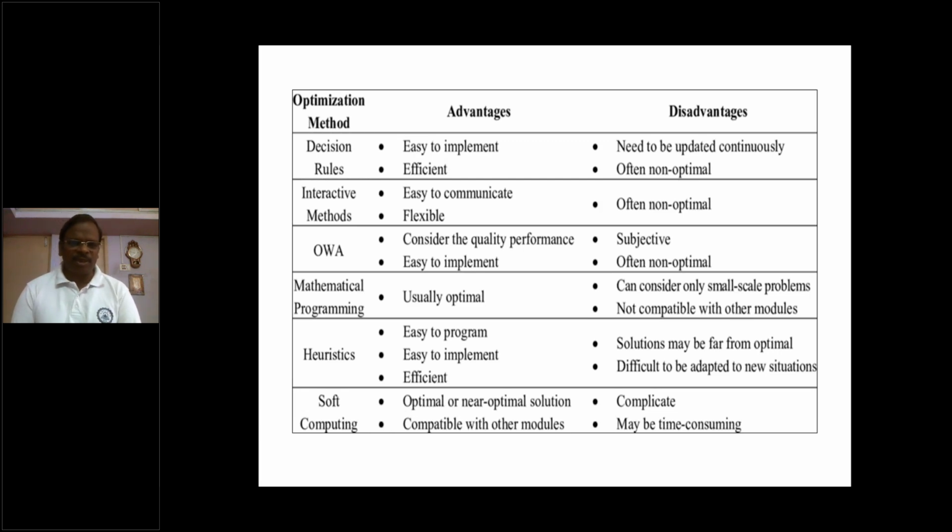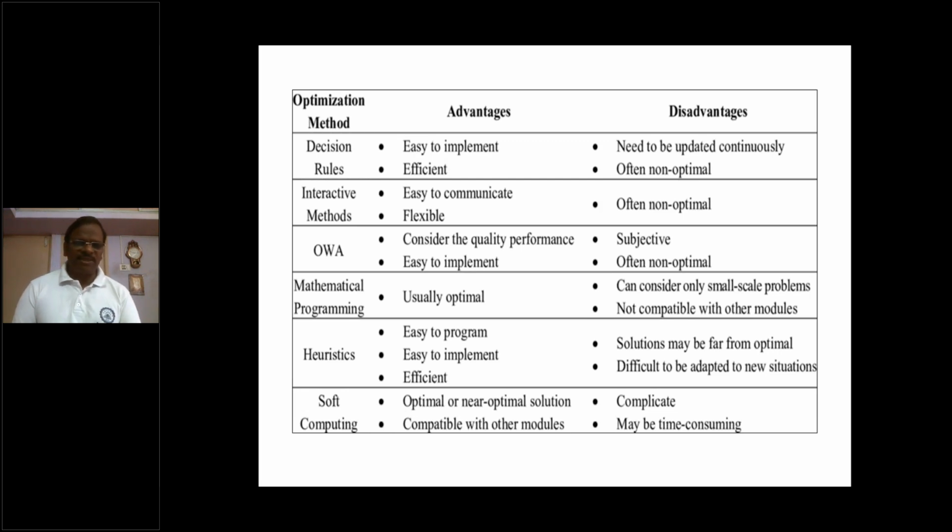What is mathematical programming? Some kinds of mathematical programming are available, usually optimal. Any kind of mathematical program gives an optimal solution. So it can consider only small scale problems, and is not compatible with other modules. We use mathematical formulas and programs, which are not suitable for large scale problems, large quantities of problems. So the other one is the heuristic approach.